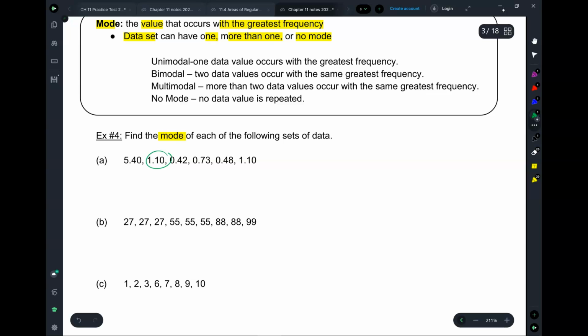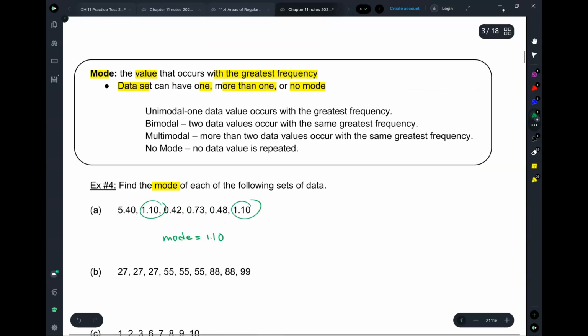It looks like the 1.10 happens twice. Is that it? That's it. So the mode is 1.10. Do you have to write mode equals, or can I just write 1.10?